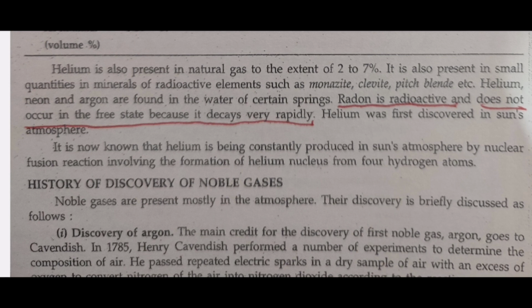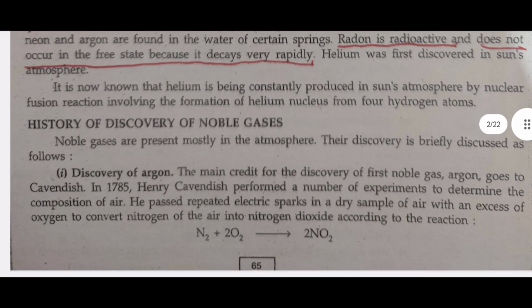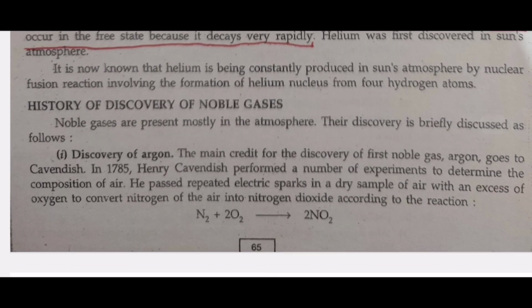Helium is also present in natural gas to the extent of 2 to 7%. It is also present in small quantity in minerals of radioactive elements such as monazite, cleveite, pitchblende, etc. Helium, neon, and argon are found in water of certain springs. Radon is radioactive and does not occur in free state because it decays very rapidly.